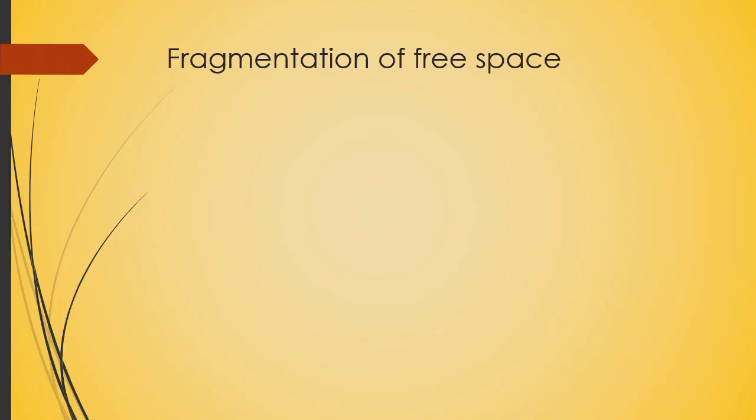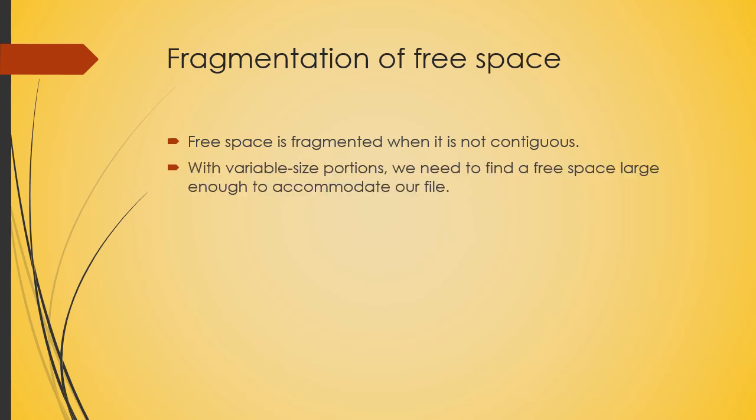Fragmentation of free space. Free space is fragmented when it is not contiguous. So if all files are in the start of the disk and all free space is at the end of it, free space is unfragmented. With variable sized portions, we need to find a free space large enough to accommodate our file. The following are possible strategies.